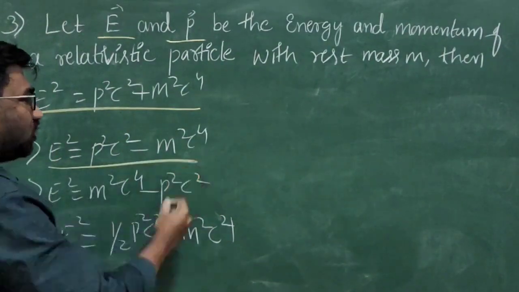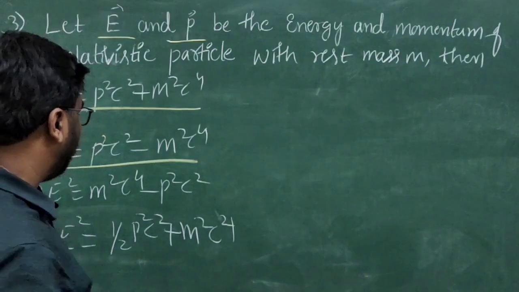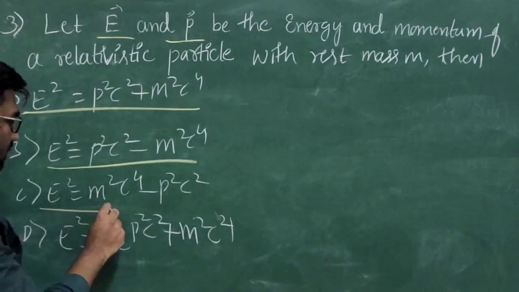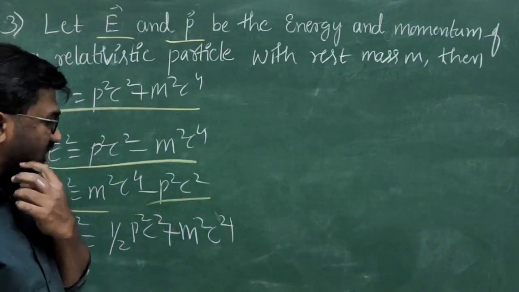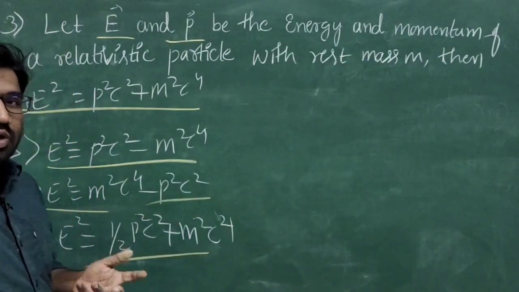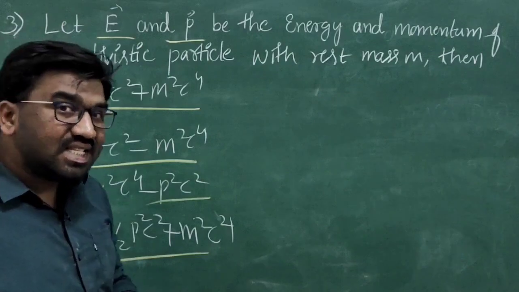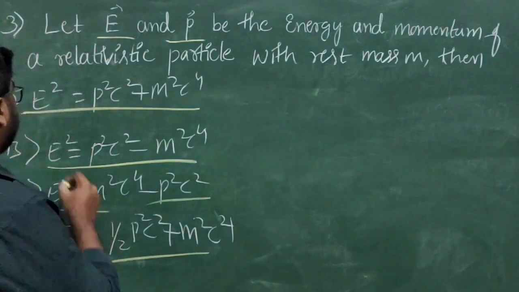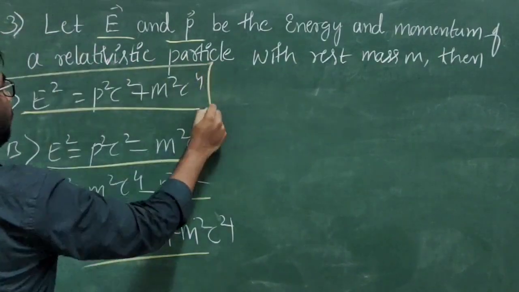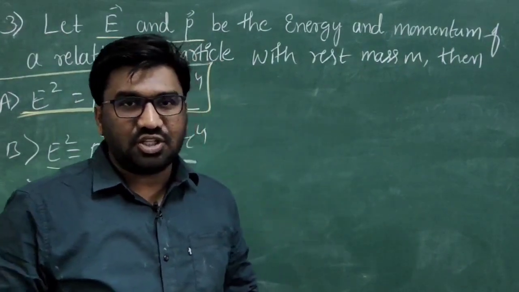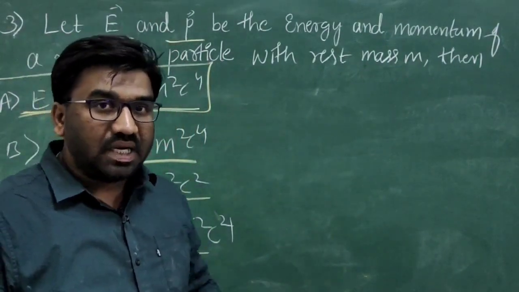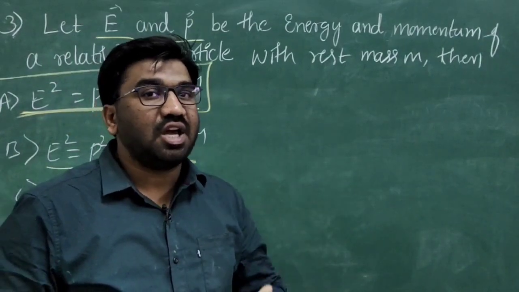E square is equal to P square C square minus m naught square C power 4, and E square is equal to m square C power 4 minus P square C square. By seeing these equations we can easily answer that E square is equal to P square C square plus m naught square C power 4 is the energy expression for a particle which is moving with a velocity of light.